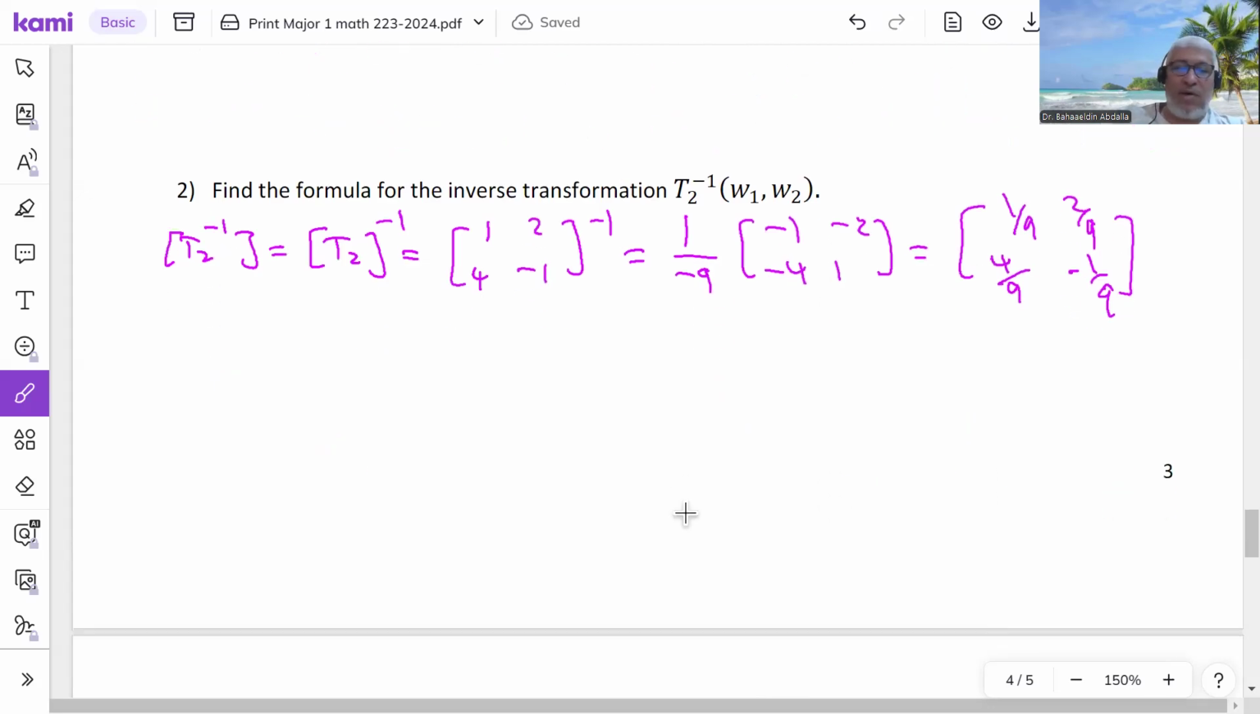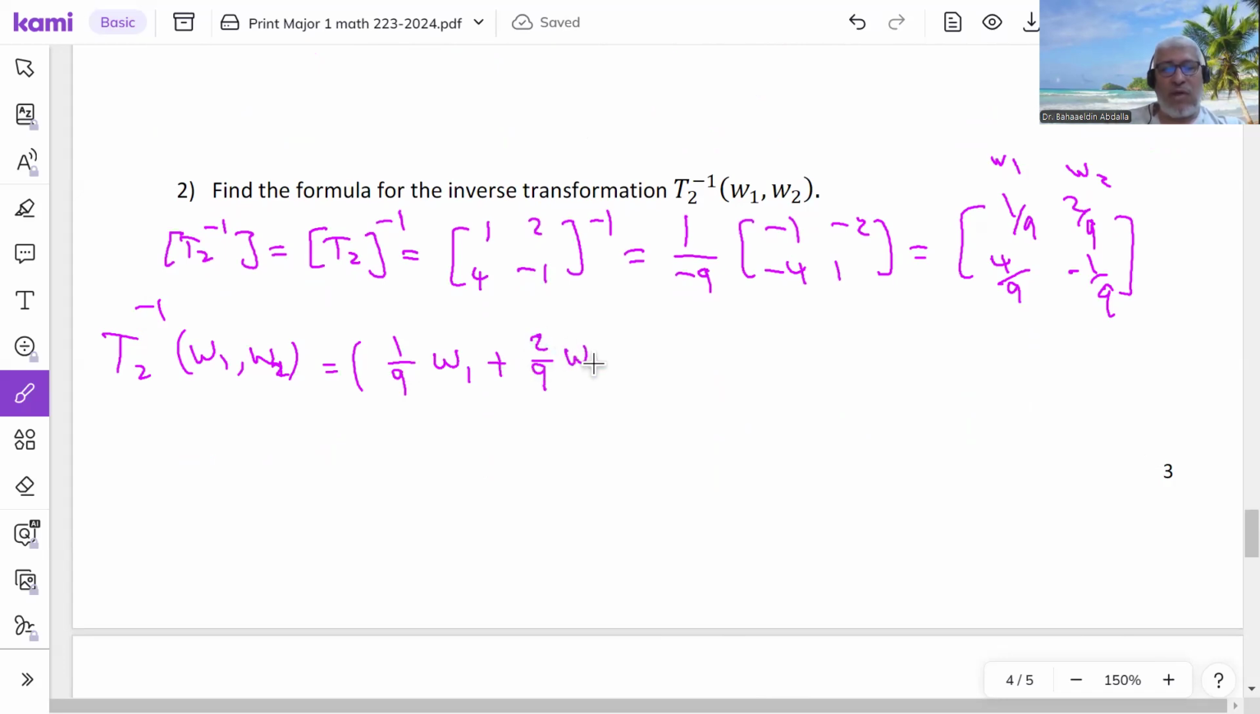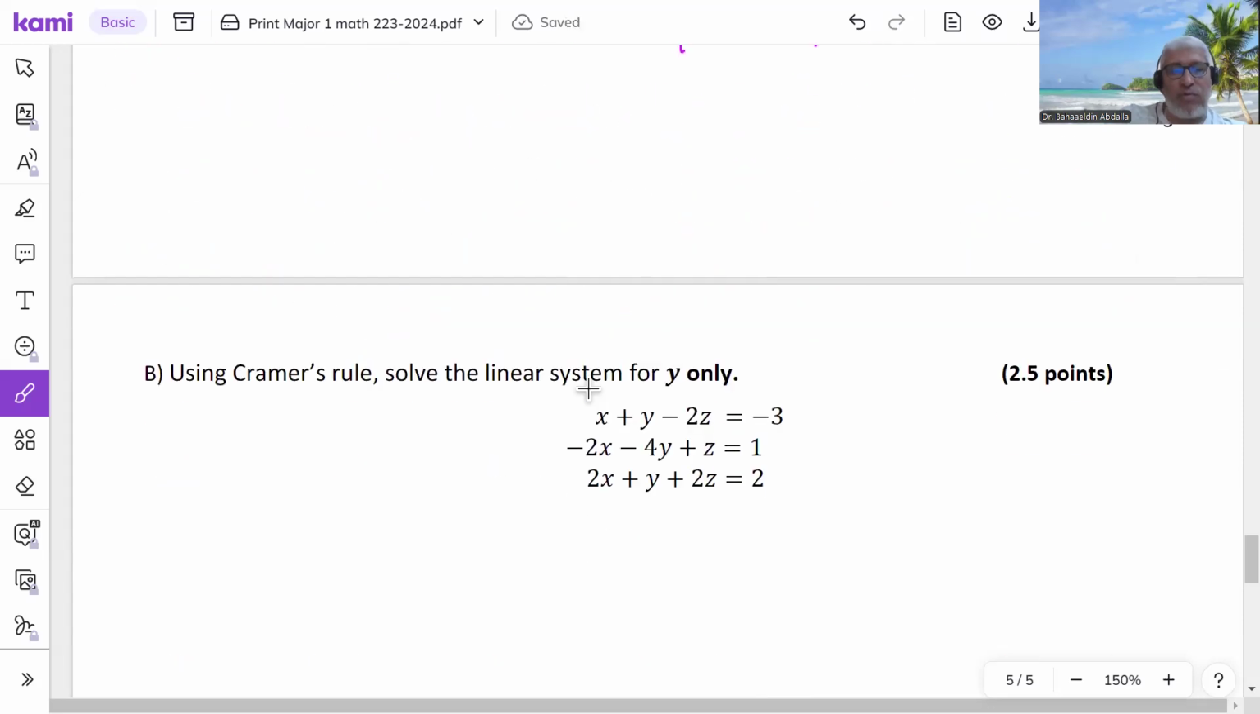He is asking about the definition, the formula. So let us write now the formula. T2 inverse of (W1, W2) would be equal to the first component. These are the coefficients of W1. These are the coefficients of W2. So 1/9 W1 plus 2/9 W2. And the second component, 4/9 W1 minus 1/9 W2.